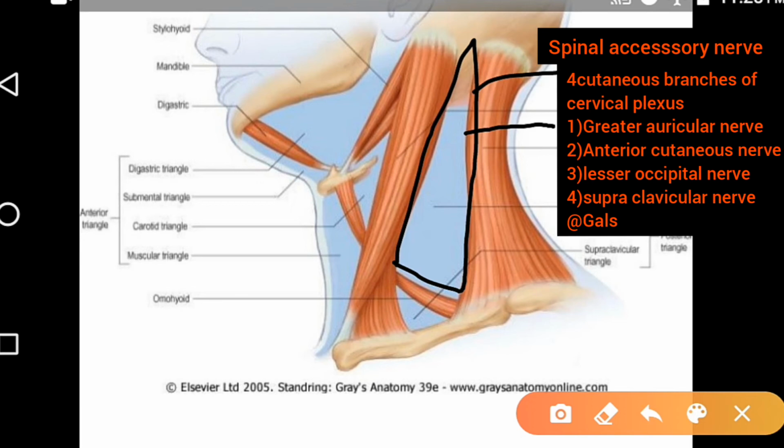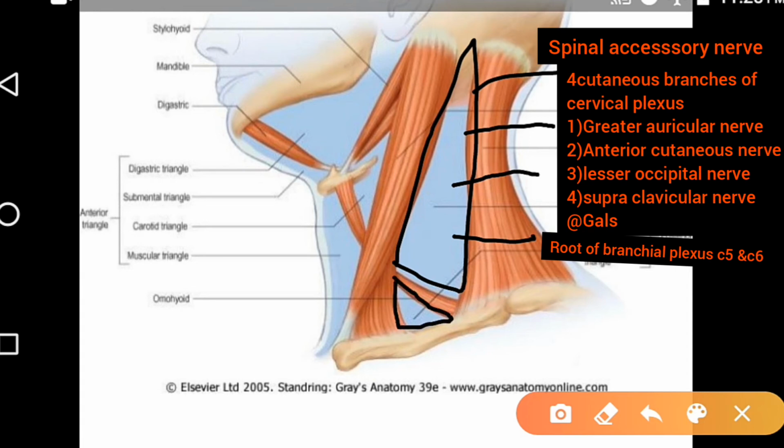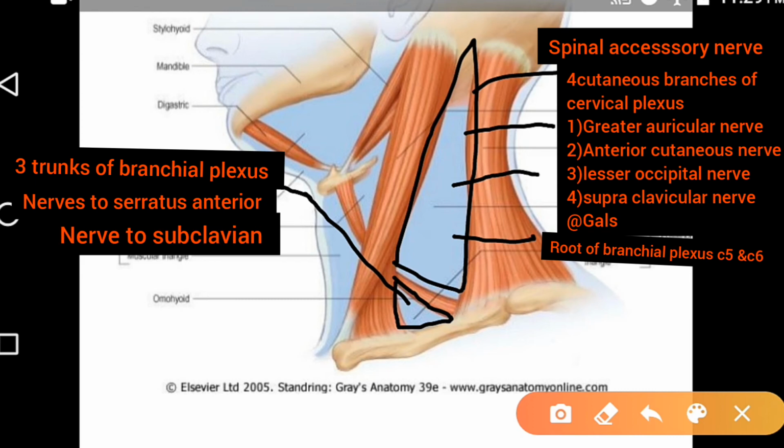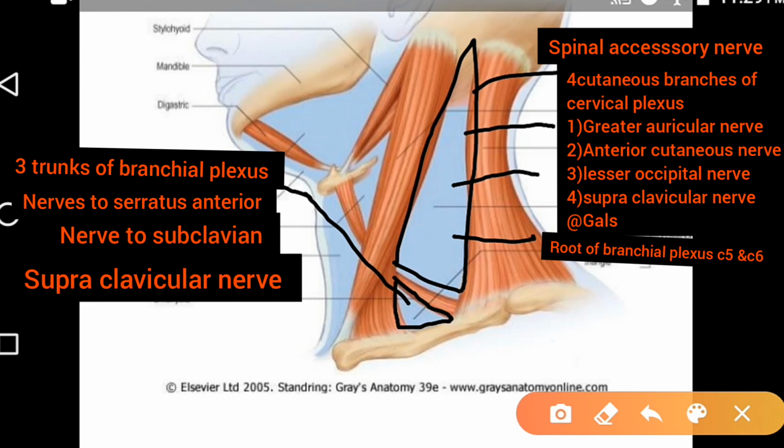branches of cervical plexus, which are greater auricular nerve, anterior cutaneous nerve, lesser occipital nerve, and supraclavicular nerve. And you can remember this with the mnemonic GALS. Also, there are nerve branches that supply the muscles such as levator scapulae, trapezius, and rhomboideus muscles. And there is also the root of brachial plexus, C5 and C6. So these were the nerves present in the occipital triangle. While in the supraclavicular triangle, the nerves present are three trunks of brachial plexus, nerve to serratus anterior, nerve to subclavius, and supraclavicular nerve. So these are the nerves present in this triangle.